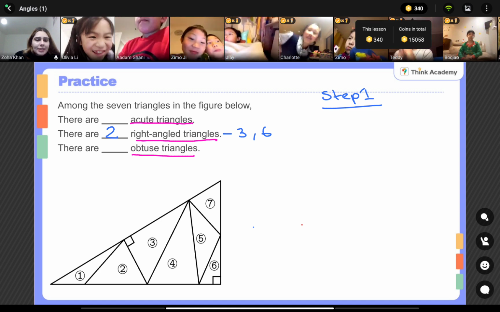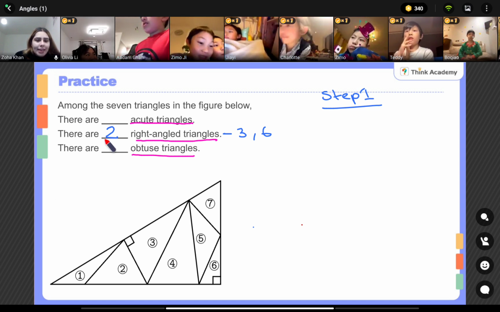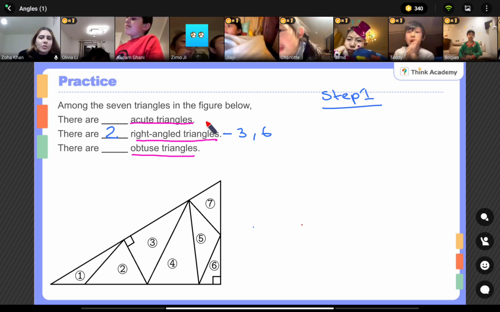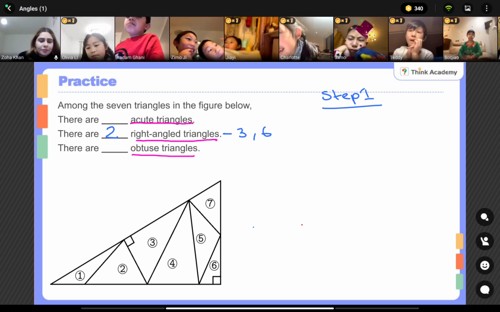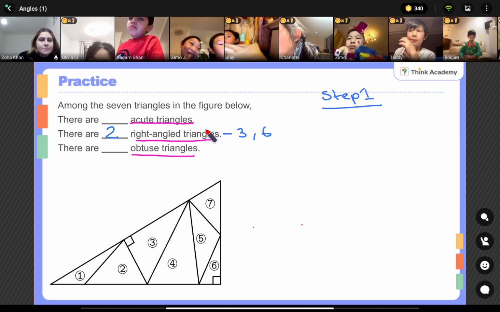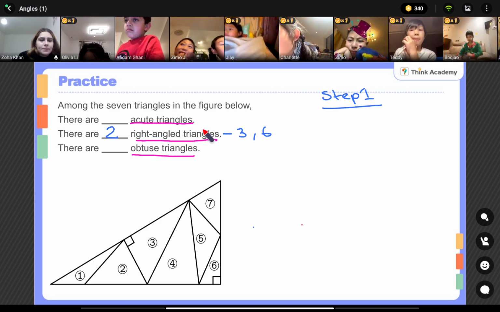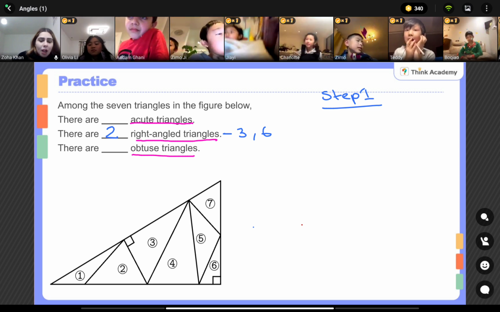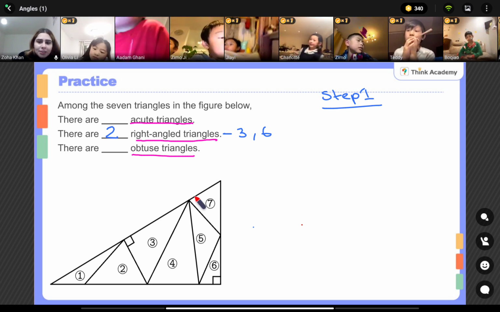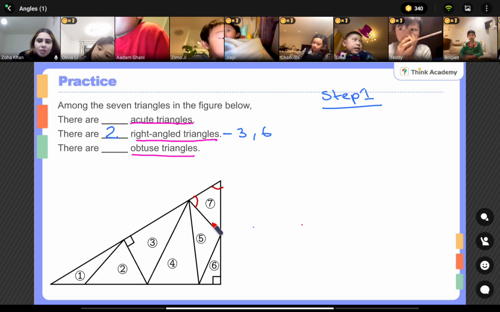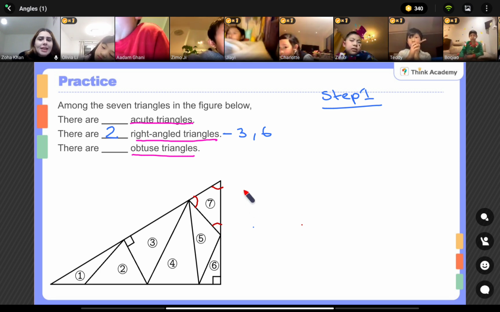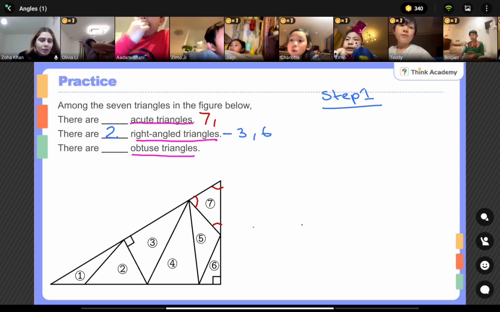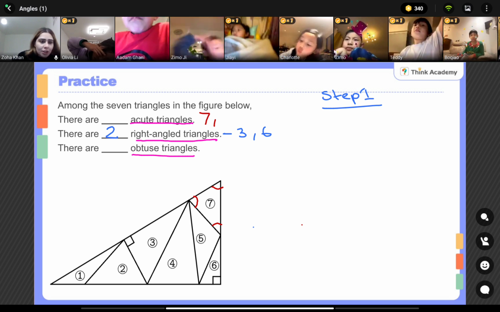Okay, so let's have a look at the question over here. Okay, so Daniel, which acute triangle can you see? 7. Okay, very well done. Look, everyone, if you look at number 7, look at all of the angles. All of the angles are smaller than 90 degrees. So we know number 7 is an acute triangle. Okay, number 7 is an acute triangle.